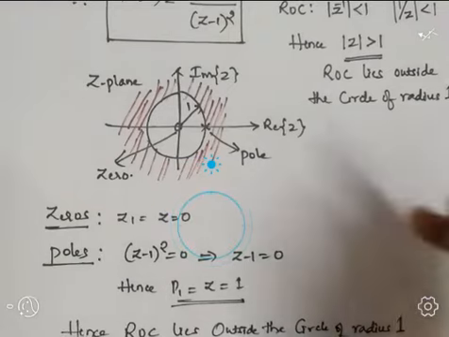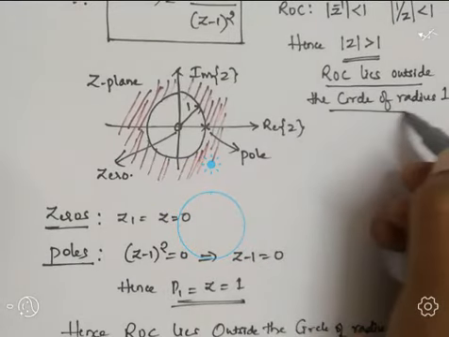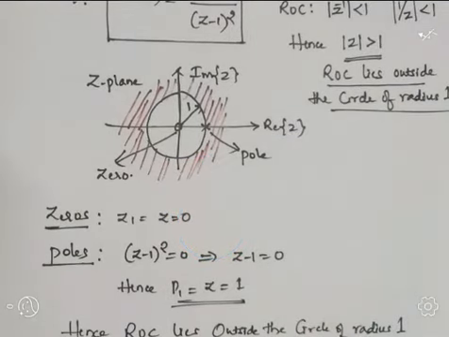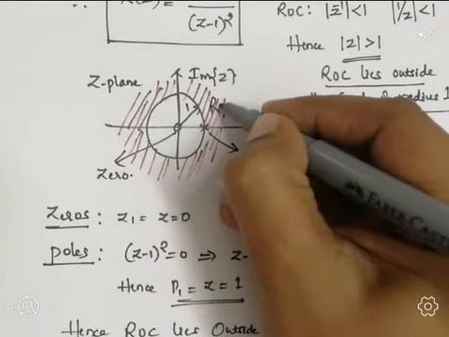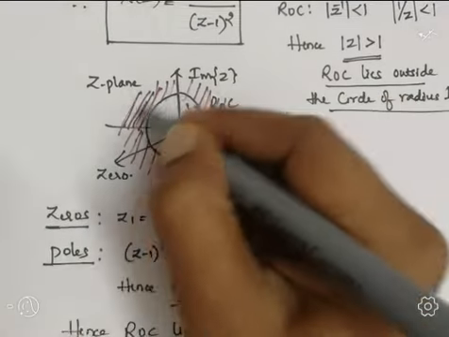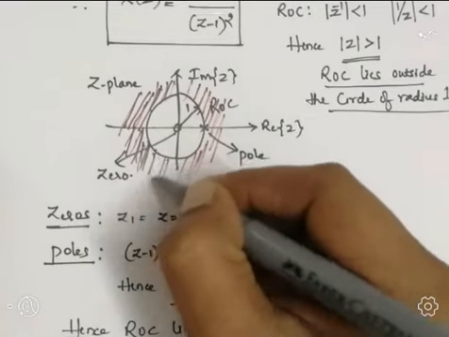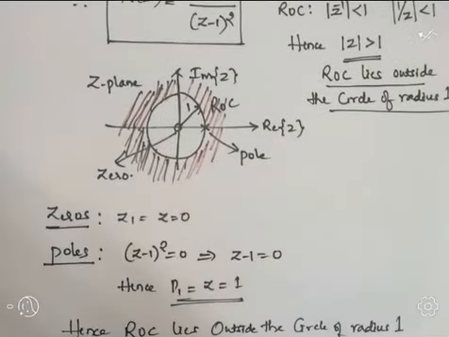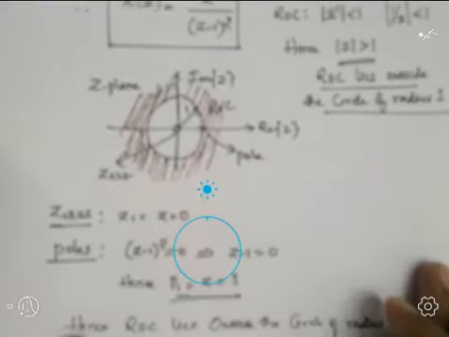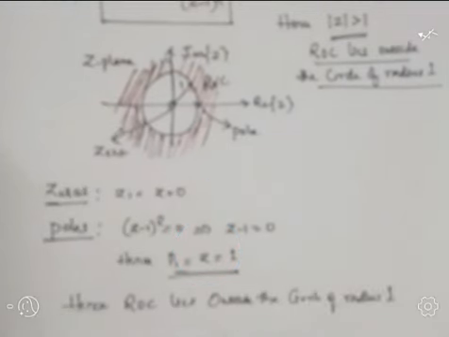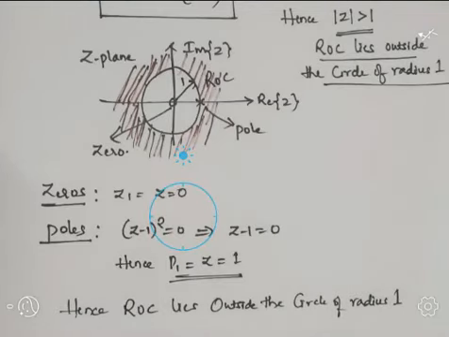So one pole is there, one zero is there. And ROC lies outside the circle of radius 1. So I am going to represent the ROC here as the shaded part. It lies outside the circle of radius 1. Likewise, we have to calculate the Z transform, plot the ROC, and calculate poles and zeros.